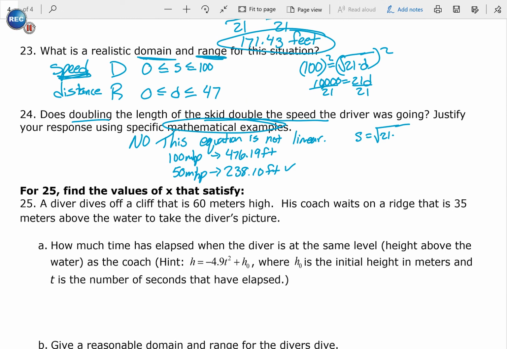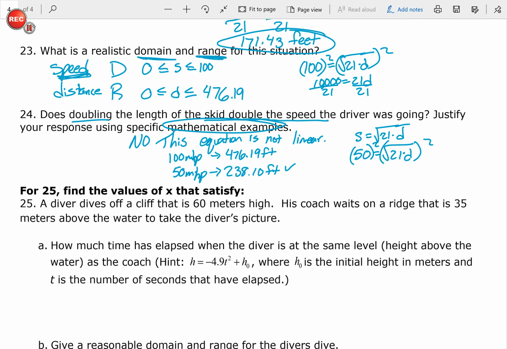Okay, so 10,000 would create 476.19 as our distance for how far you would travel if you were going 100 miles per hour. Okay, so down here, if I knew that the speed was 50, okay, I could substitute that in. That would be 50 equals the square root of 21 times the distance. Okay, this is going to be 50 squared.